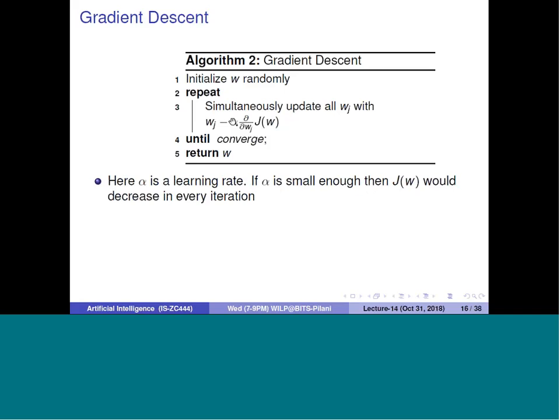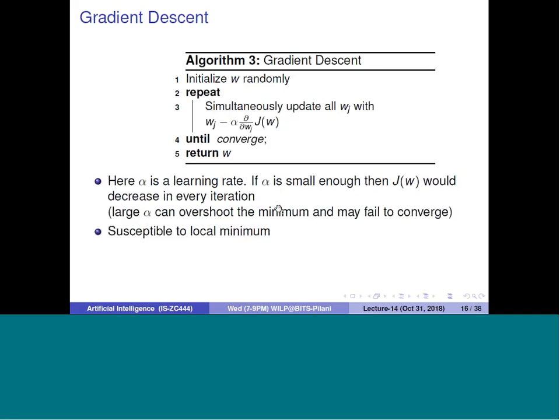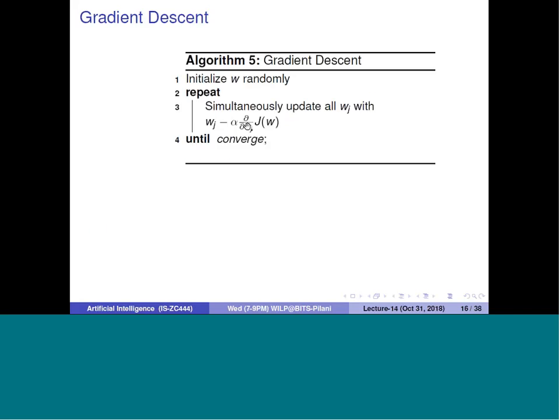So here alpha is called the learning rate, a very important parameter, and if alpha is small enough, then the JW is decreased in every iteration and guaranteed to converge. Susceptible to local minima, because most of the time it reaches the local minima, not the global minima.